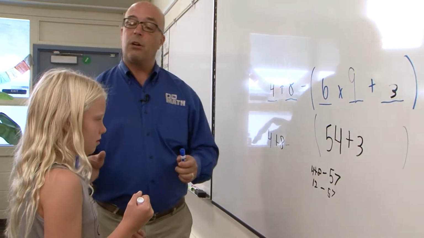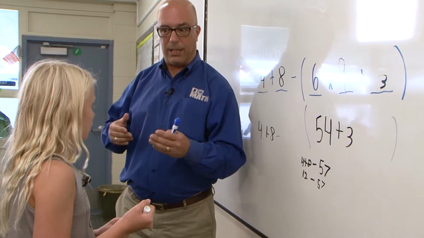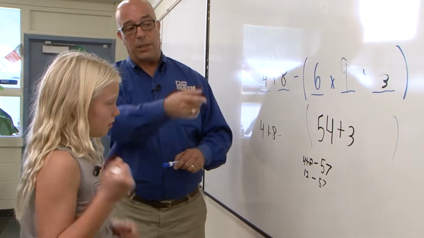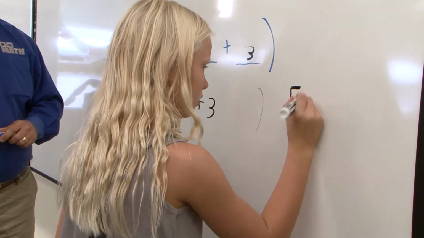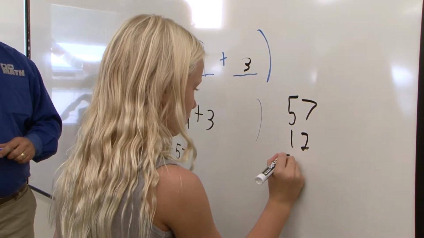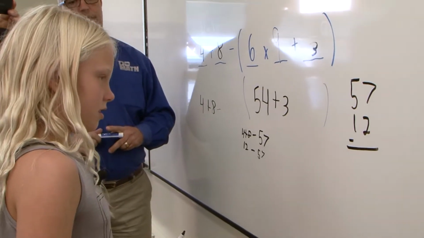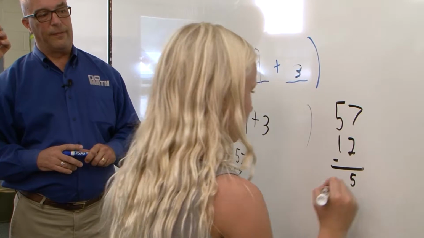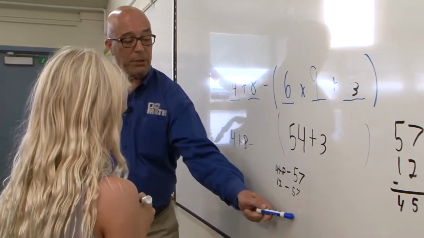So instead of going 12 minus 57 and doing it that way, can you think of another way that might be easier? 57 minus 12. Yeah, try that. Go ahead and work it out on the side if you need to, or just do it in your head, whatever. So 7 minus 2 is 5. Then 5 minus 1 is 4. Perfect. So we know that this is 45.